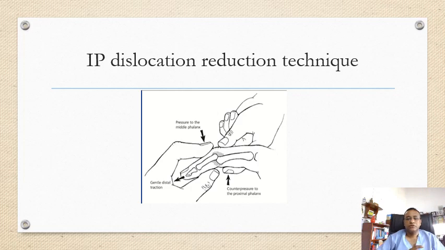You have to apply counter pressure to the proximal phalanx, and give gentle axial traction to the distal portion, while giving some pressure to the distal fragment. After this reduction, you can apply buddy strapping, get an X-ray and confirm you have relocated. And after 2 or 3 weeks, you can start early mobilization.